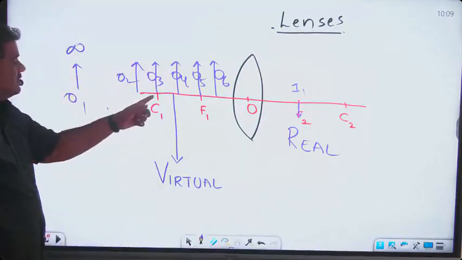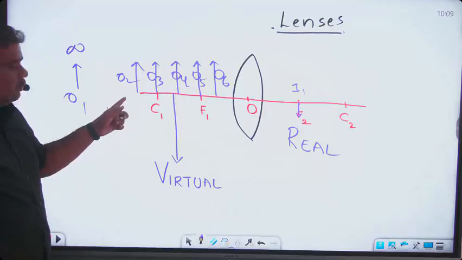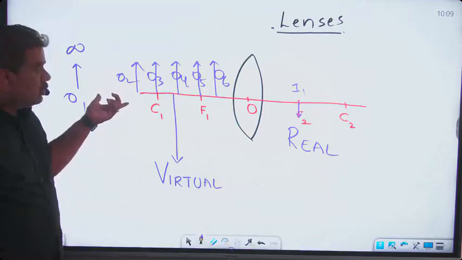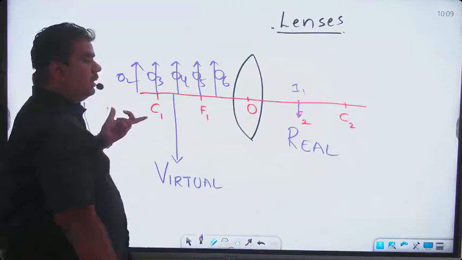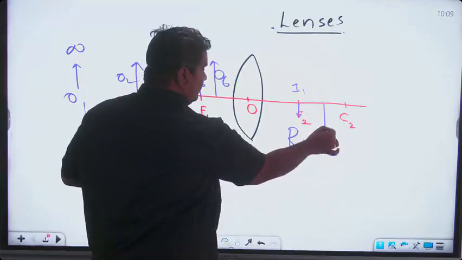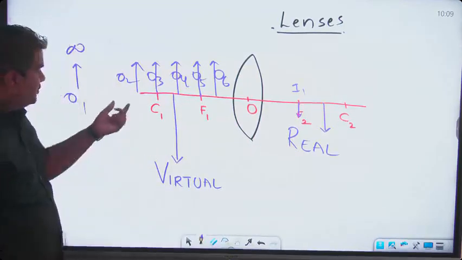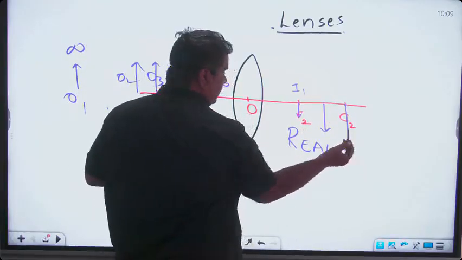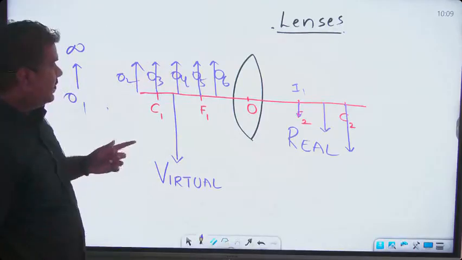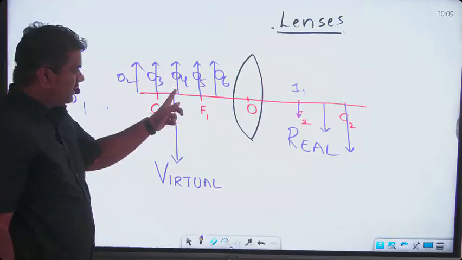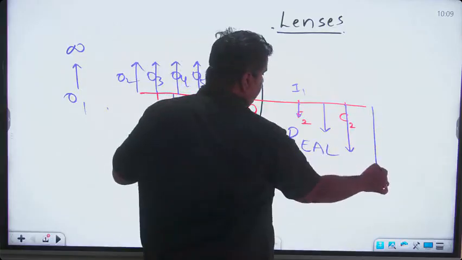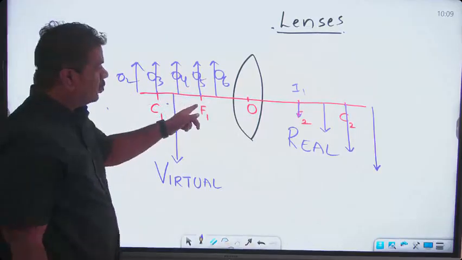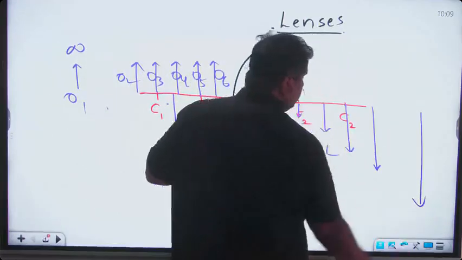Suppose object is placed beyond the center of curvature. So when the object is placed beyond the center of curvature, image ఎక్కడ form అవుతుంది? The image will be formed between F2 and C2. When the object is exactly at center of curvature, image is formed exactly at center of curvature, that is C2. అలాగే ఆబ్జెక్ట్ సెంటర్ ఆఫ్ కర్వేచర్ అండ్ ఫోకస్ ఈ రెండింటి మధ్యలో ఉన్నప్పుడు ఇమేజ్ విల్ బి ఫార్మ్డ్ సమ్వేర్ హియర్ బియాండ్ ద సెంటర్ ఆఫ్ కర్వేచర్. అలాగే ఆబ్జెక్ట్ ఈజ్ ఎట్ ఫోకస్, ద ఇమేజ్ ఇస్ ఫార్మ్డ్ at infinity.